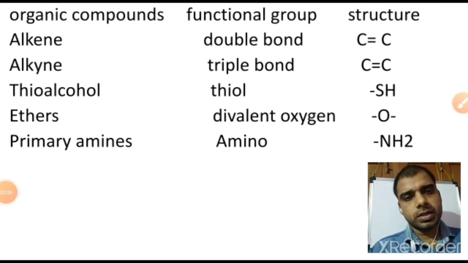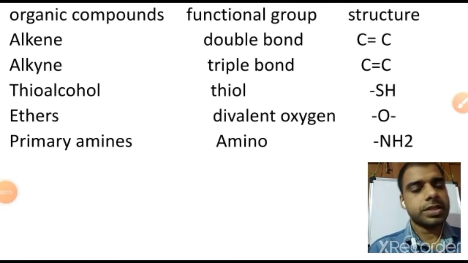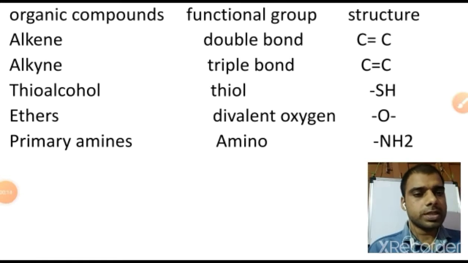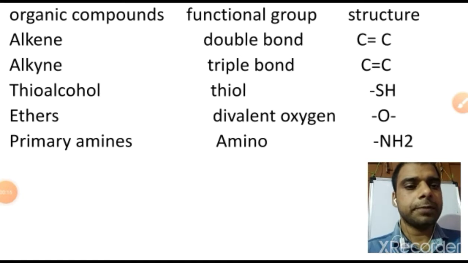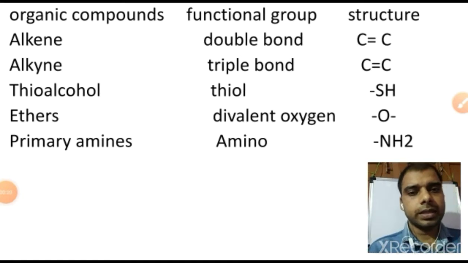So, dear student, this is the second video of class 11, and in this video, we will talk about the organic compounds and functional group with the structure. You can see, dear student, here some of the organic compounds are given: alkene, alkyne, thiol, alcohol, ethers, primary amines.